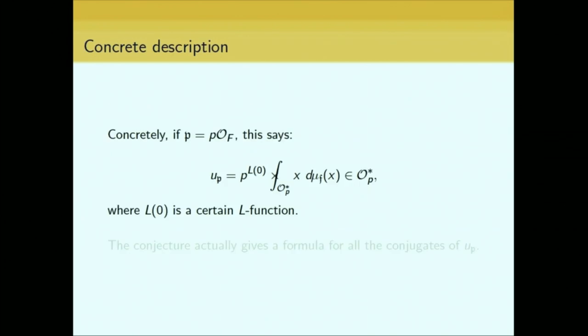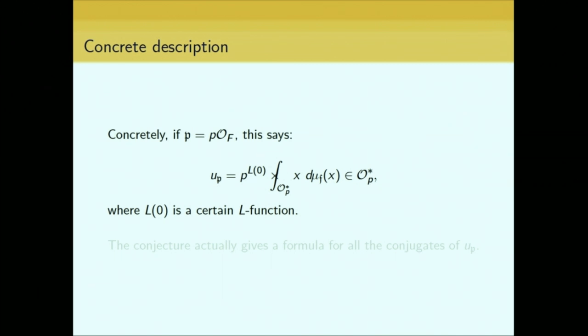Let me just say that it is concrete. So if p, let's say, is just generated by a rational prime p for simplicity, then if you unwind it, the pairing between functions and measures is that you integrate them. That's how you produce numbers. So it says that a certain p-adic integral, which you can write down explicitly, is my unit, and the power of p is some certain L-function.